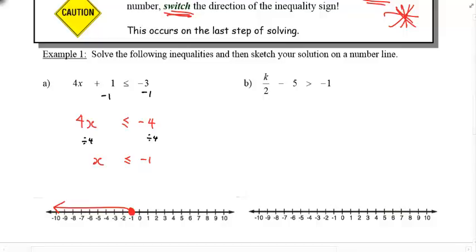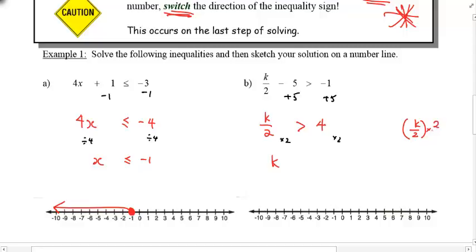Over here, I guess my first step should be to add 5 to both sides. I still have k divided by 2 on the left, and now negative 1 plus 5 is 4. K divided by 2, so the opposite of dividing would then be multiplying by 2, so I'll times 2 on both sides. K over 2 times 2 is just k, right? And if you didn't like how I did that, remember it's k over 2 times 2 over 1, so that's why the 2 disappears.